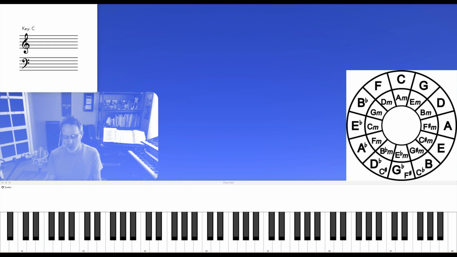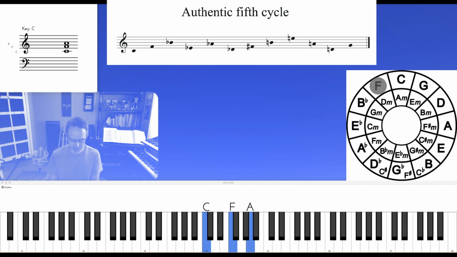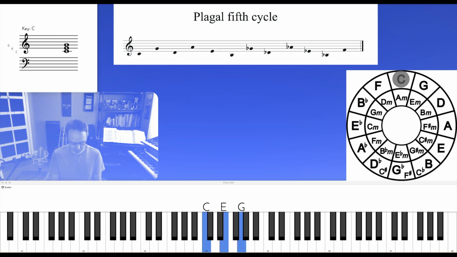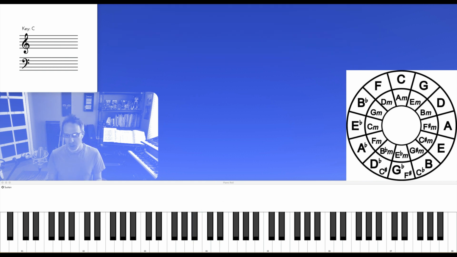If you were to use the circle of fifths with voice leading, say with the authentic movement to the left, you get this. Or the other way, plagal movement, you get this. And those are two really common ways to get through all 12 keys. There are a few options that I wanted to throw out.